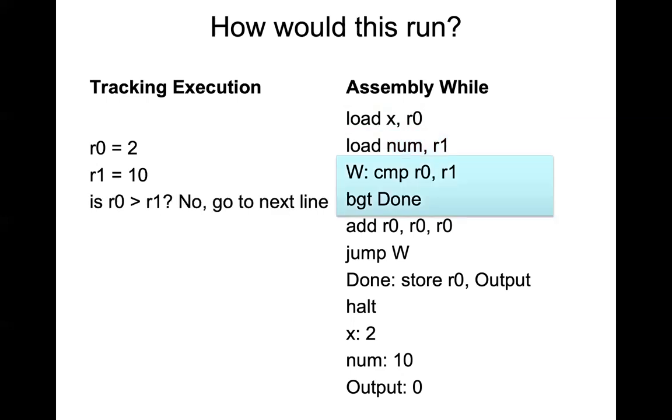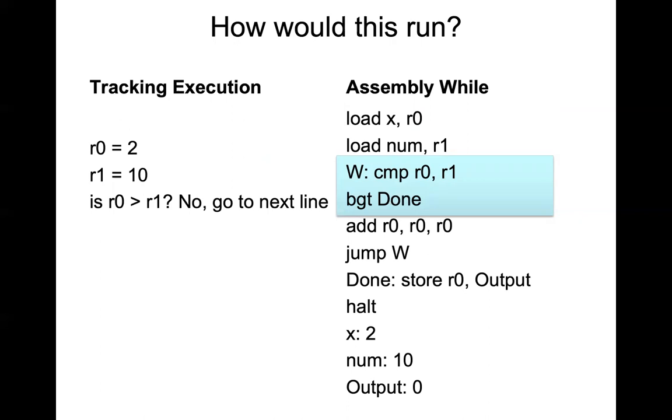So we're going to execute the comparison instruction. The comparison instruction asks the question, is R0 greater than R1? If R0 is greater than R1, the BGT done, the branch greater than done, is going to make execution of the program jump to here. But that's not the case because 2 is not greater than 10.